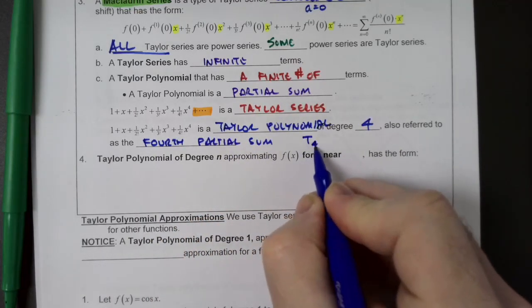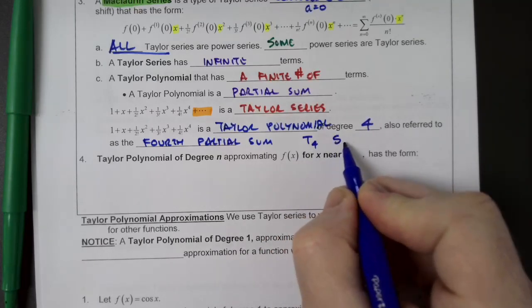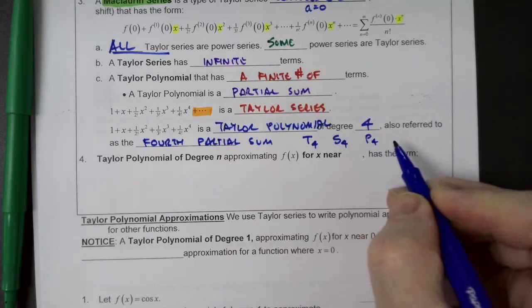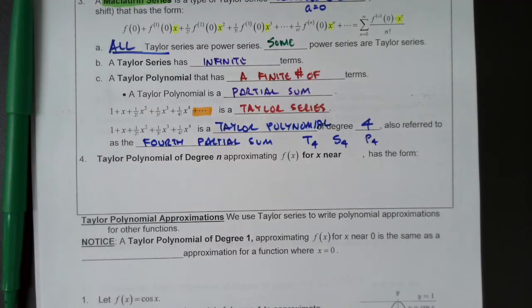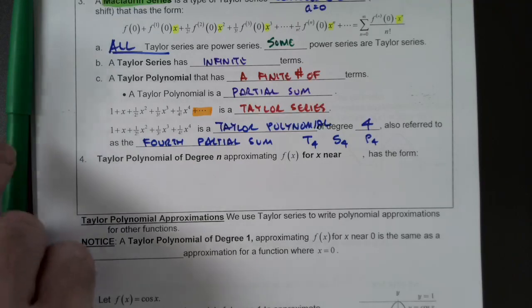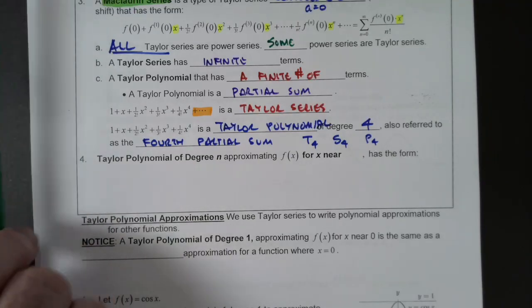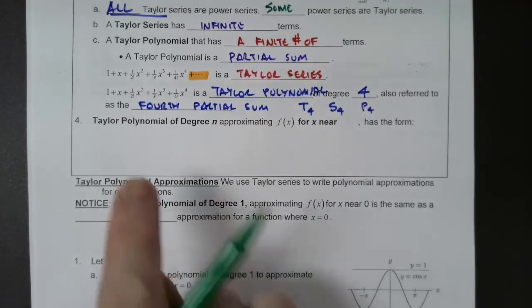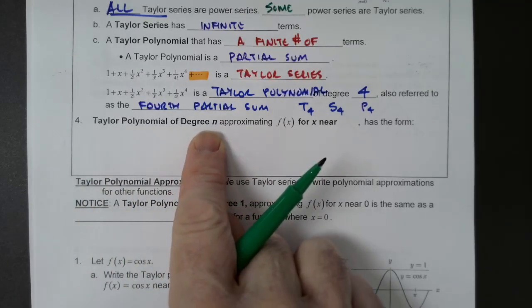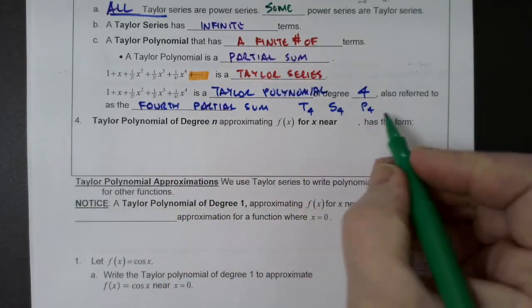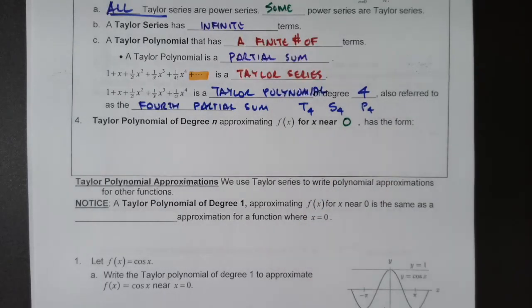Might be written as T sub 4 or S sub 4 or P sub 4. Depending on the professor, depending on the book, depending on whatever video you watch. Some use T because it's a Taylor series, some use S because it's a sum, some use P because it's a partial sum. Whichever one you want to do, I'm not too particular about it. Okay? So, reminder again, Taylor polynomial of degree n for x near or centered at 0 is this Maclaurin series.